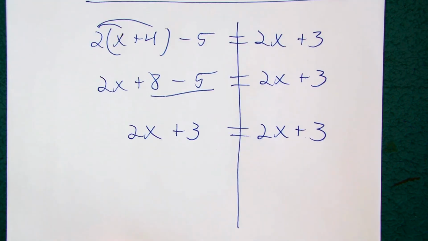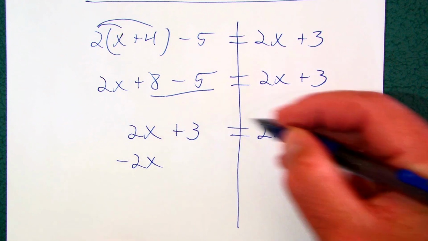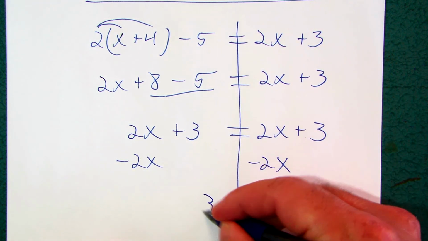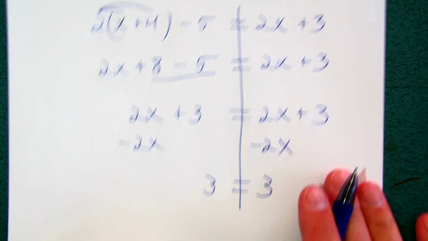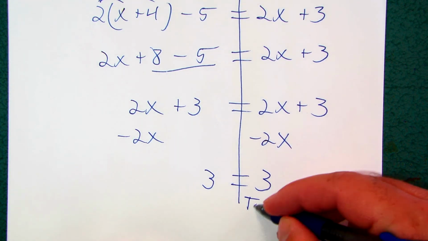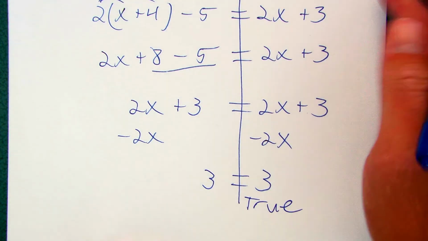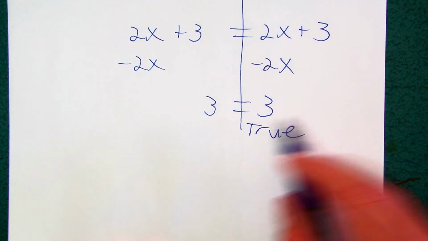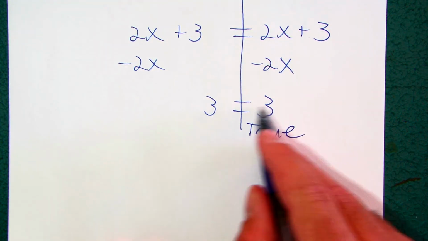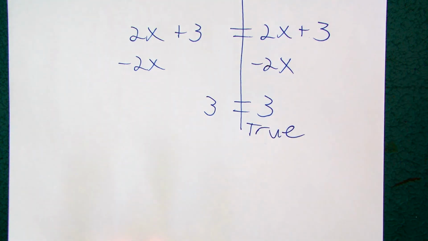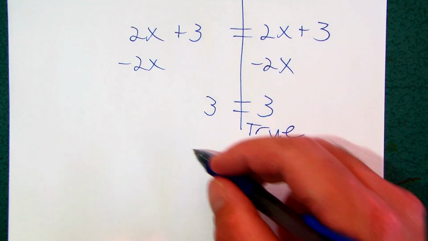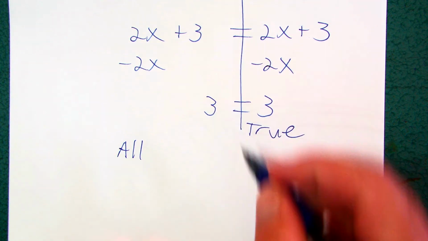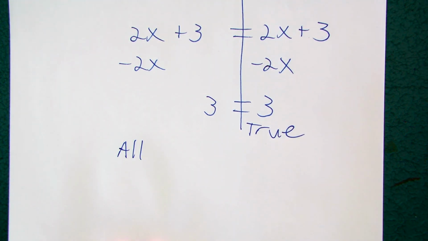If you want to get rid of the x's, that's fine. Subtract 2x from both sides. You get 3 equals 3. All right, that's true. Okay, 3 equals 3. If I have $3 and you have $3, we both have $3. We get the same amount of money. All right, so that's true. So if you get something that's true at the end, or you could subtract 3's and get 0 equals 0, same deal. All real numbers are going to be solutions, which means you can pick any number you want, and it's going to make the equation true.